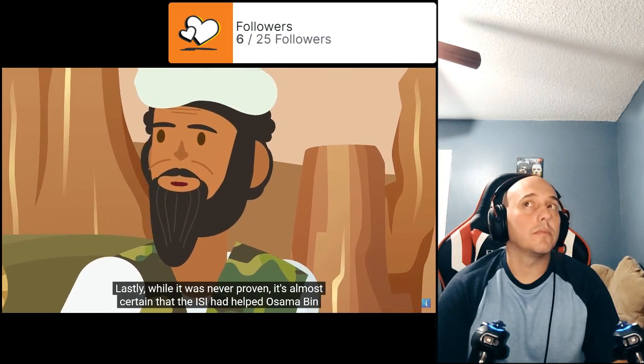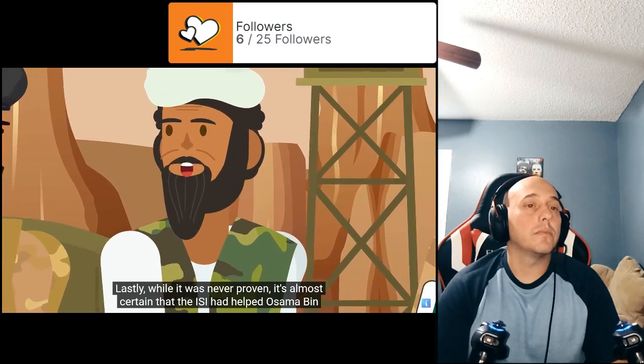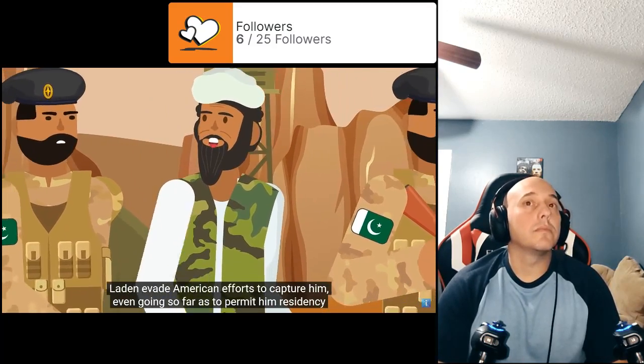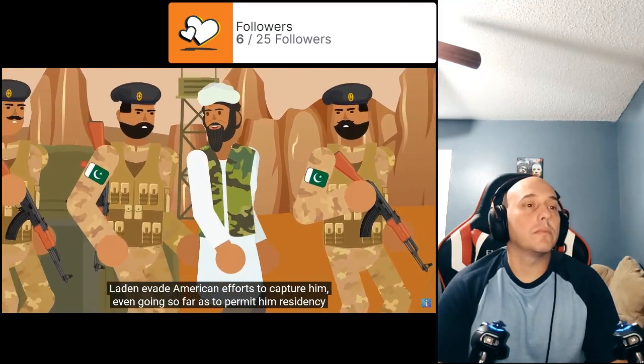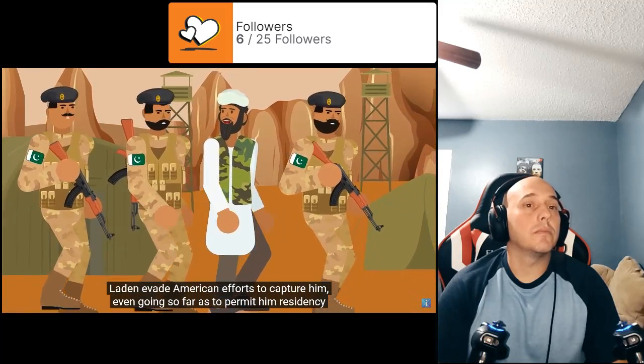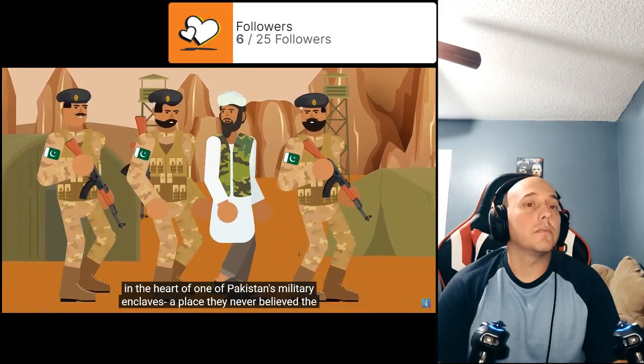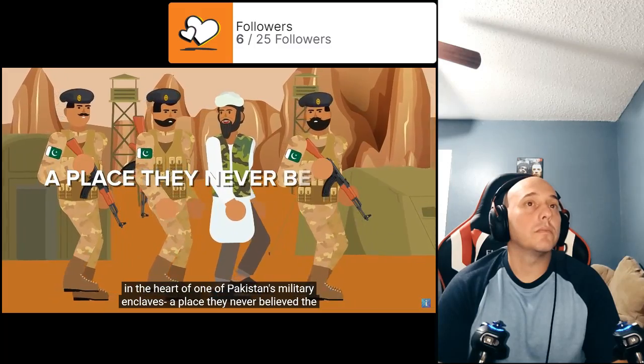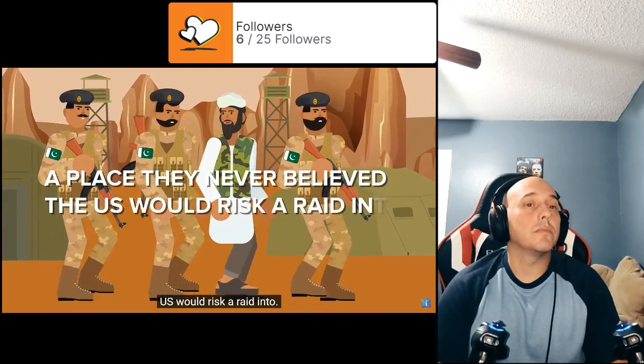Lastly, while it was never proven, it's almost certain that the ISI had helped Osama bin Laden evade American efforts to capture him, even going so far as to permit him residency in the heart of one of Pakistan's military enclaves, a place that they never believed the US would risk a raid into.